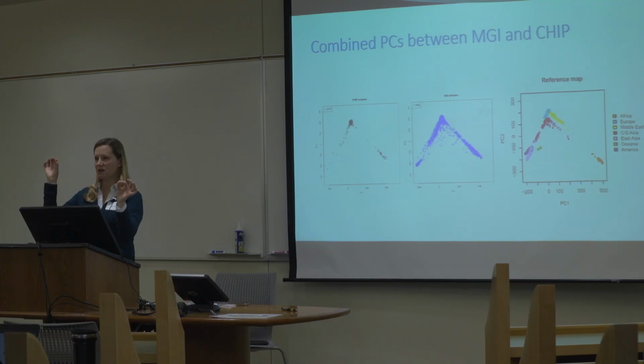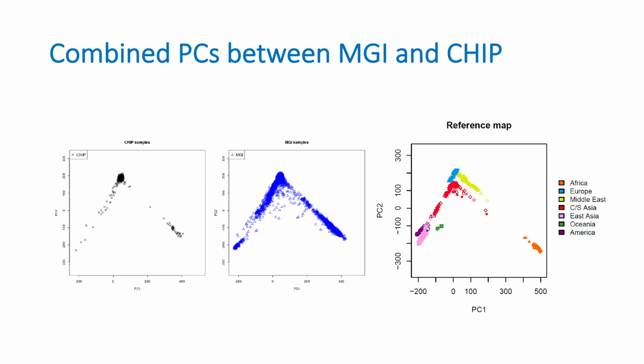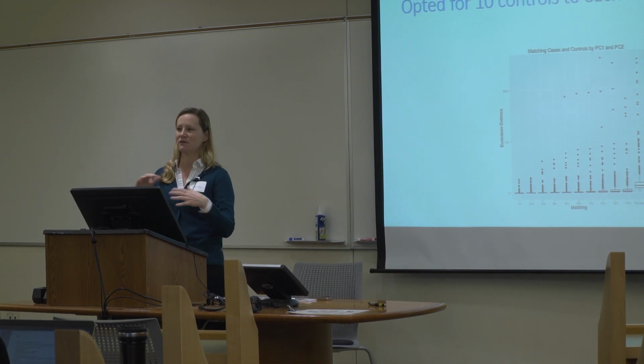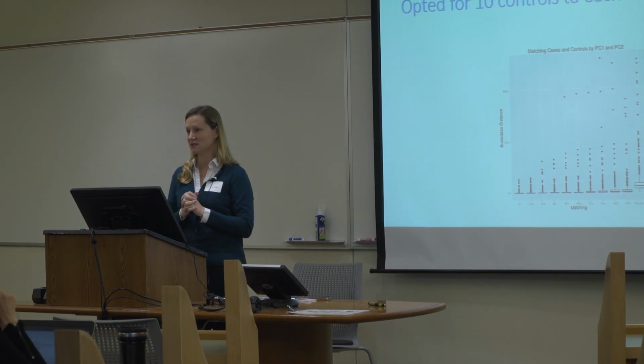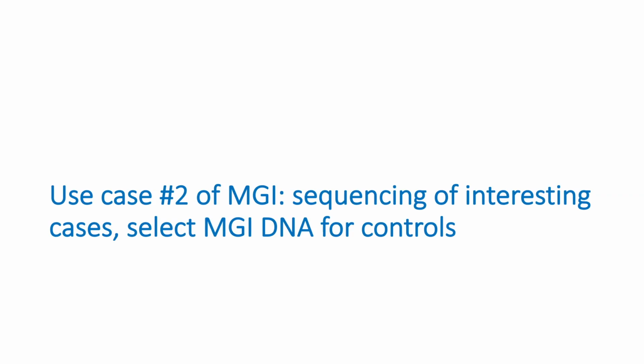And for each case in our sample, we selected the best matched control. Then we did it again for the second best match control, and we ended up going as far as 10 ancestry matched controls to each case. So we had our 466 cases, 4,660 controls. I'm never going to get through 5 use cases. We'll see how far I get. 10-to-1 controls to cases, and this, again, really helped the lambda come down, and our association statistics looked well controlled. Good.